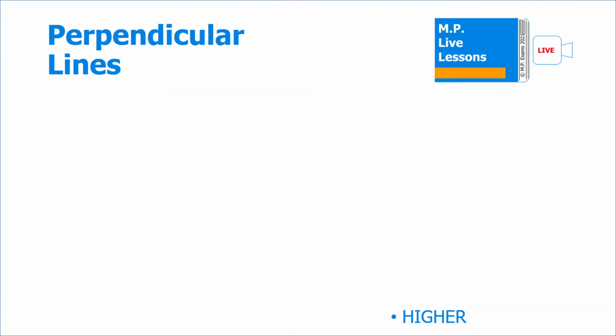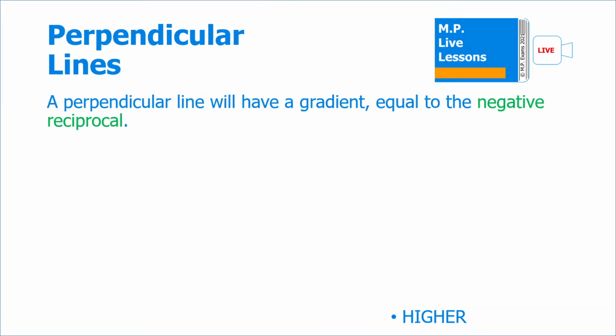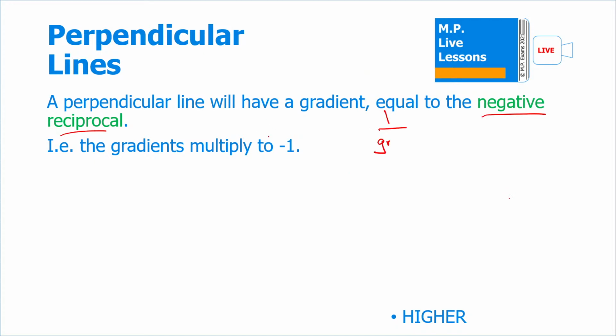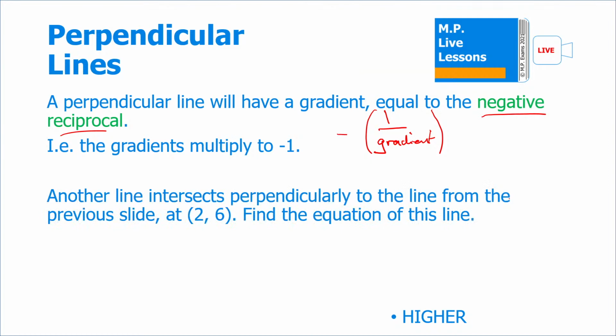Next for perpendicular lines. Now a perpendicular line will have a gradient equal to the negative reciprocal. So the gradients will multiply to -1. So the negative reciprocal is 1 divided by the gradient, and you just make it negative. Now let's say another line intersects perpendicularly to the line from the previous slide at (2, 6). Find the equation of the line.